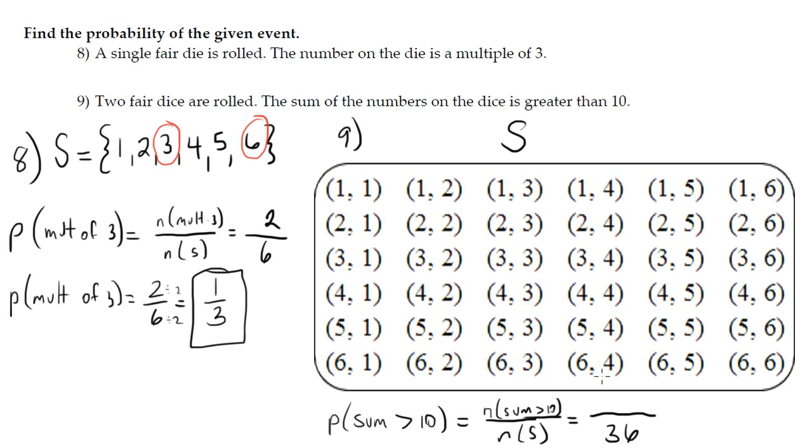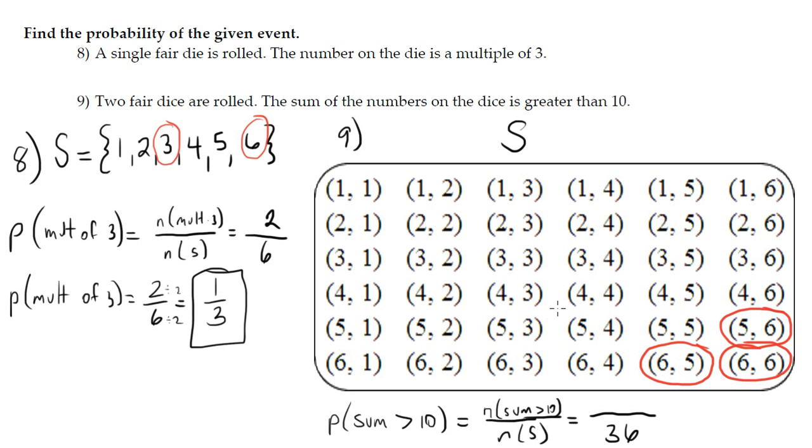Well, 6 plus 4 is 10, 5 plus 5 is 10, 4 plus 6 is 10. That's a sum of 10. Everything above that is greater than 10. 6 plus 5 is 11, that's greater than 10. 5 plus 6 is 11, that's greater than 10. 6 plus 6 is 12, that sum is greater than 10.